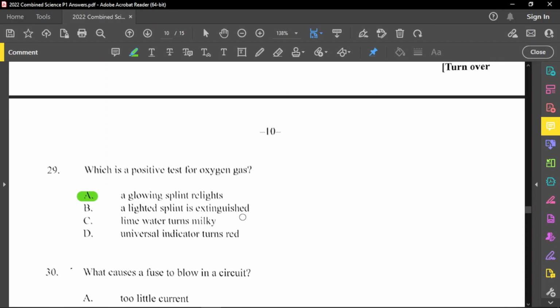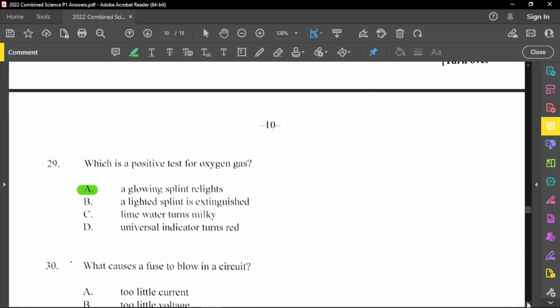Just to mention, a lit splint being extinguished would be for carbon dioxide. Carbon dioxide will put out a flame. Turning lime water milky is carbon dioxide as well. The universal indicator turning red means you have a reddish result, which is normal for acidic substances. So let's go to 30.